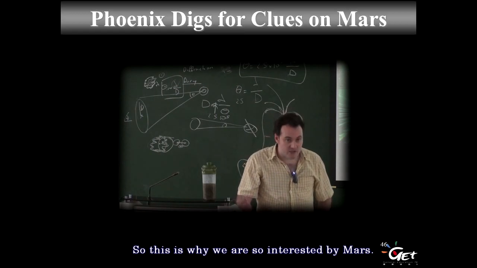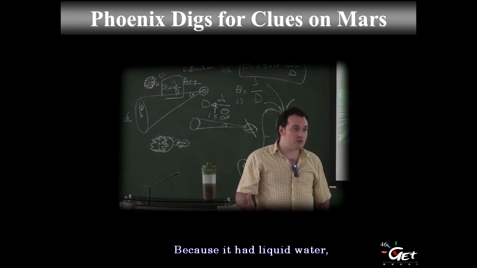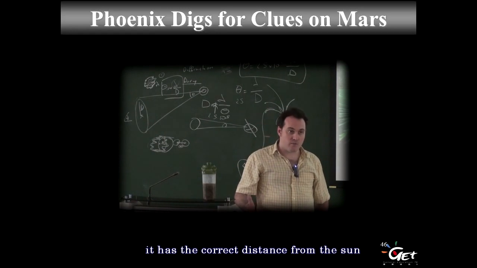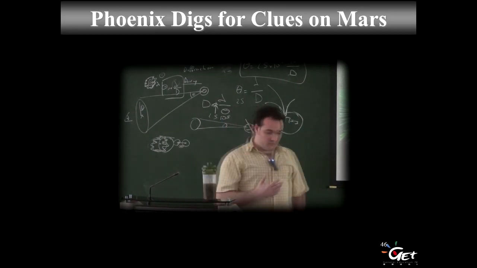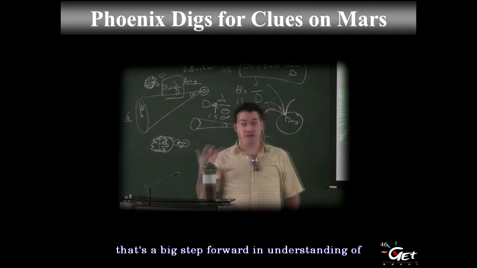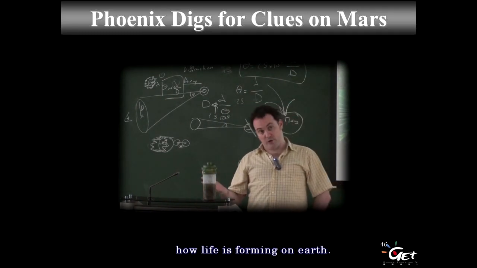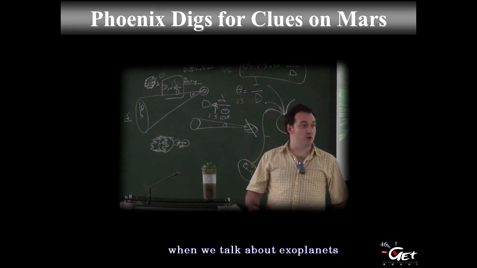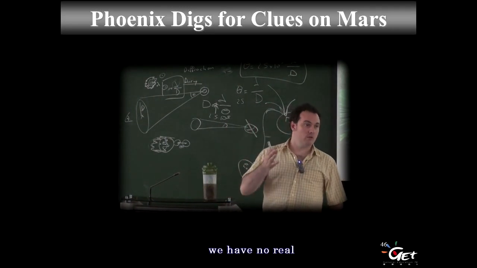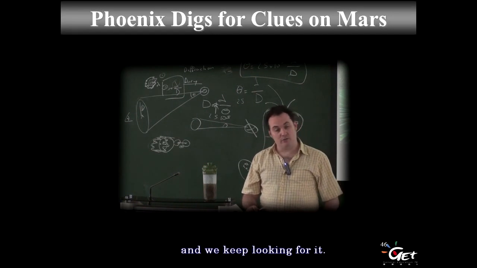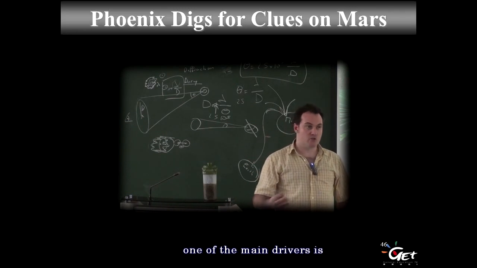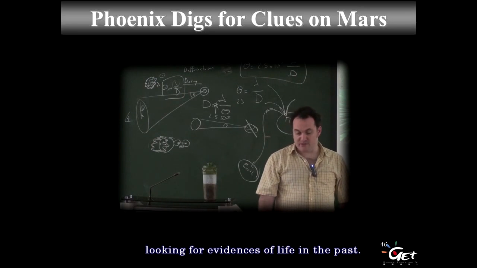So this is why we are so interested in Mars, because it had liquid water, it had an atmosphere at some point, it was not too cold, not too warm, it's at the correct distance from the sun to develop life. So we think that life may have developed on Mars. And of course, if it happened, that's a big step forward for our understanding of how life is forming on Earth. And it's something we'll discuss when we talk about exoplanets a bit more. But to this day, we have no real solid evidence of the presence of life on Mars, and we keep looking for it. So that's why we're still sending probes up there, and one of the main drivers is doing biology studies, looking for evidence of life in the past.